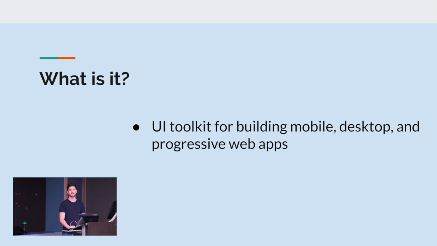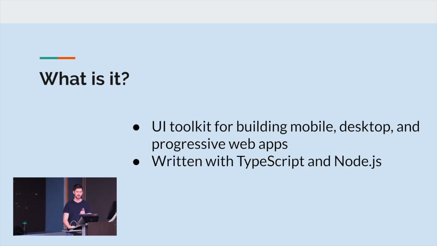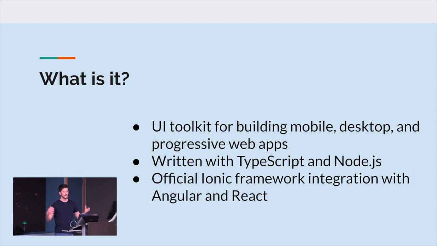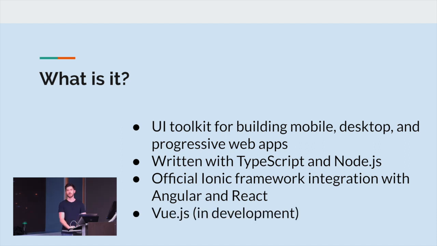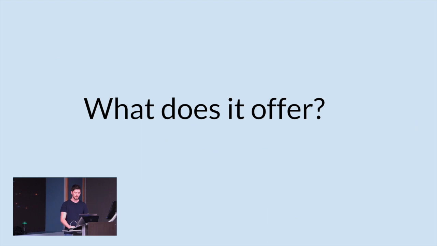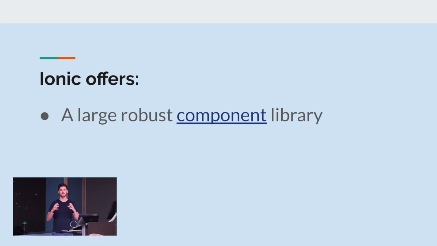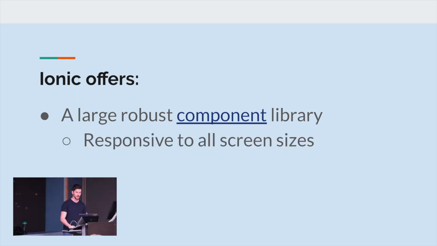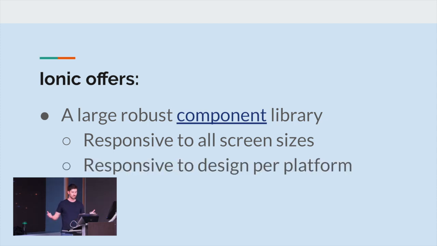Well, what is Ionic? Well, it's a UI toolkit for building mobile, desktop, and progressive web apps. It's written with TypeScript and Node.js, and it has official Ionic Framework integration with Angular and React. And if you're interested in Vue.js, that's in development right now too. But what does it actually offer us? It offers a large, robust component library that we can use. And these components are responsive to all screen sizes. Plus, they're responsive to design for the platform.